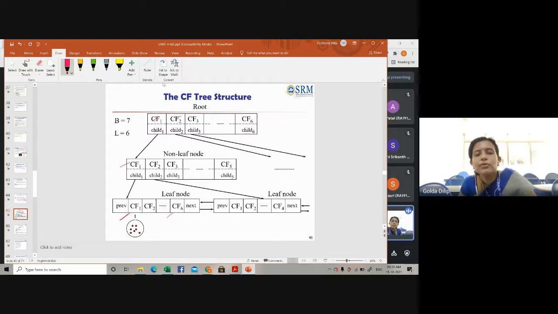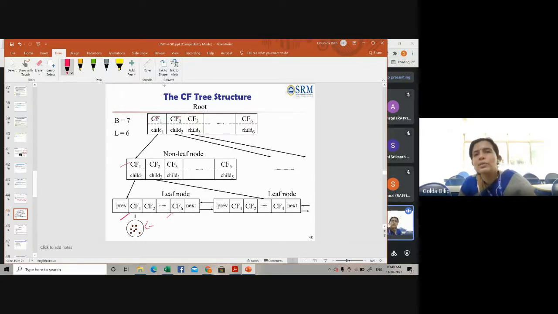The leaf node will be the cluster. You can see here the cluster. If the diameter of the subcluster stored in the leaf node after the insertion is larger than the threshold value, then that leaf node and probably the other nodes will also start getting split.